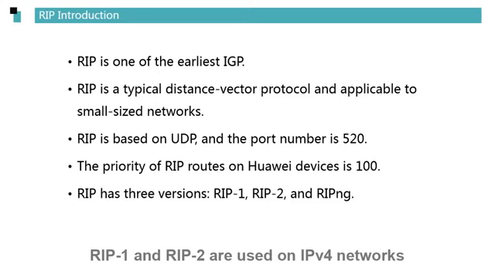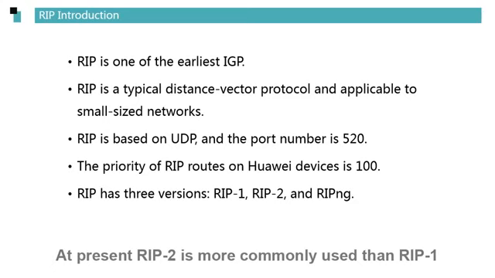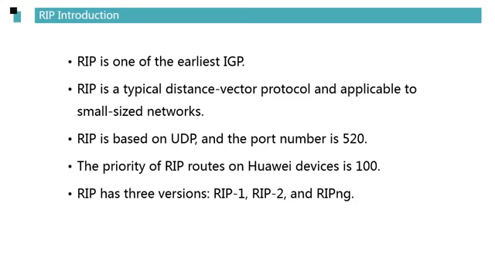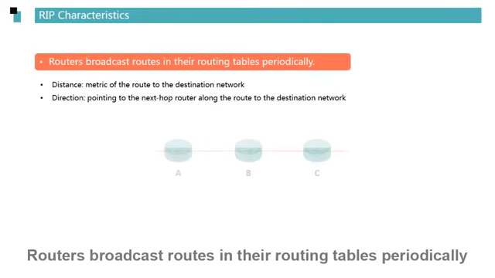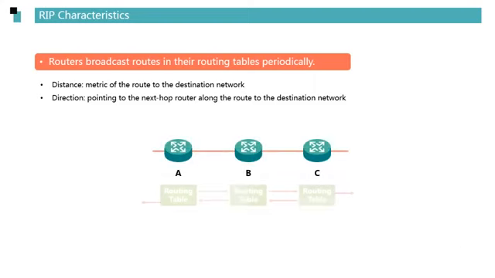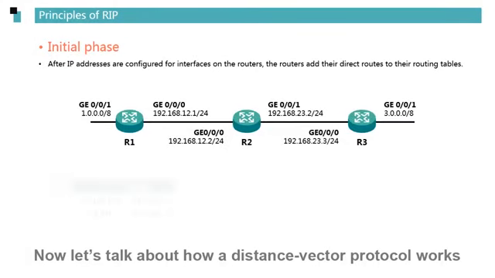RIP 1 and RIP 2 are used on IPv4 networks, and RIP NG is used on IPv6 networks. At present, RIP 2 is more commonly used than RIP 1. Routers broadcast routes in their routing tables periodically. Now let's talk about how a distance vector protocol works.